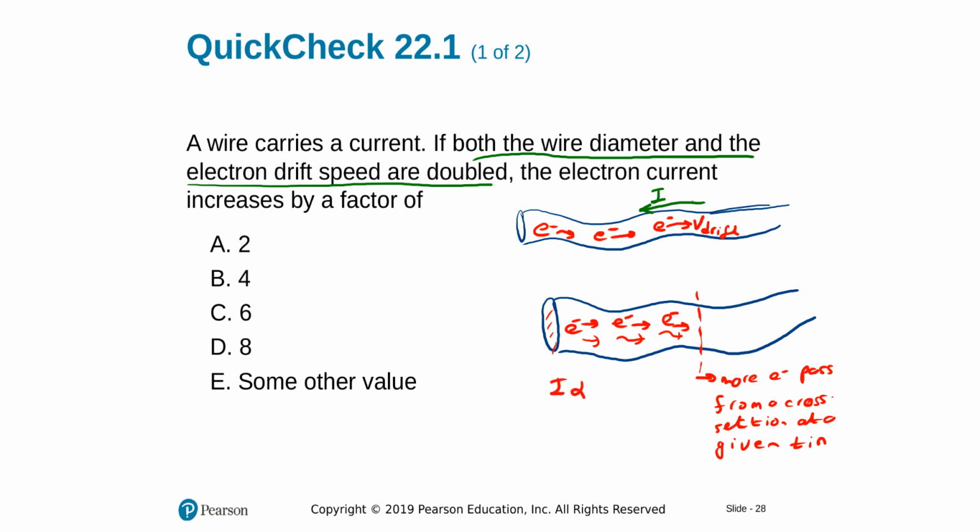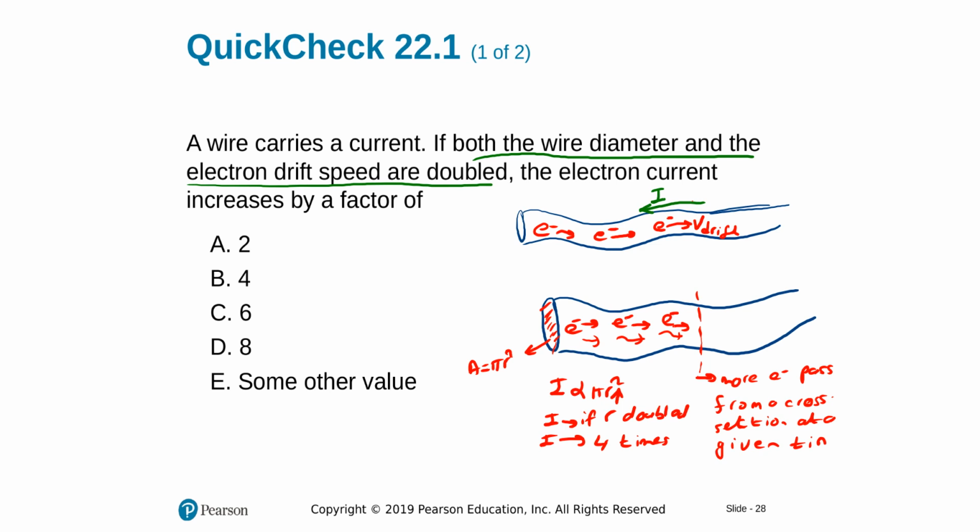Current is directly proportional to the cross-section area. If I double the diameter, I double the radius, and the cross-section area is pi r squared. A is equal to pi r squared. So if R is doubled, current becomes 4 times.